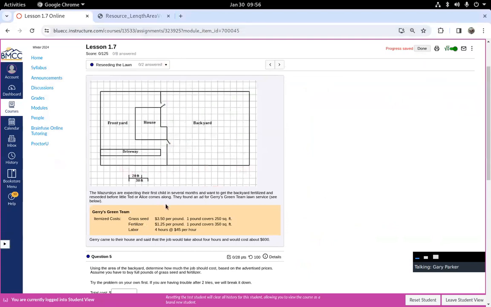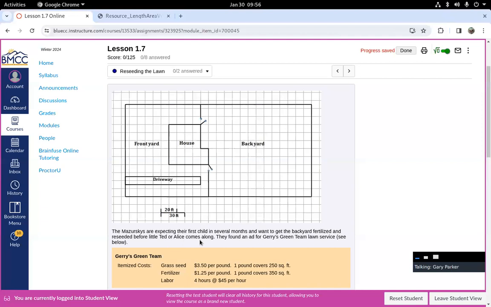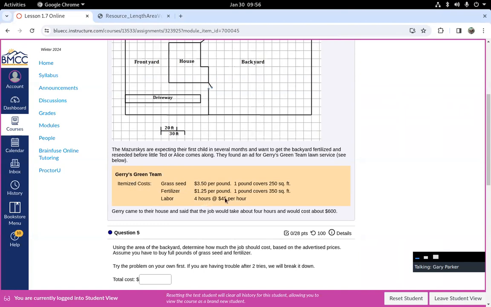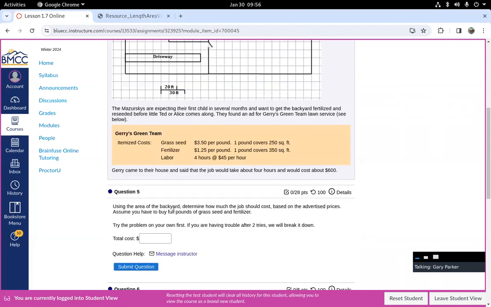All right, next, let's blow this up a little bit. Let's see. They want to get the backyard fertilized and reseeded before they have a child. Jerry's green team has these itemized costs here. Jerry came to the house and said that the job would take about 4 hours and would cost $600. So we want to use the area of the backyard to determine how much the job should cost based on the advertised prices. Okay, so let's see. We've got to calculate the grass seed for the yard, and that is per square foot, and the fertilizer is per square foot, and then we have an estimate of the time. All right, so we are going to use his itemized advertisement here to see how it compares to his $600 offer for the job.